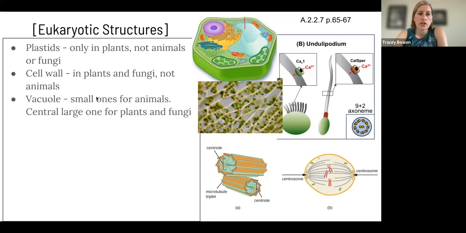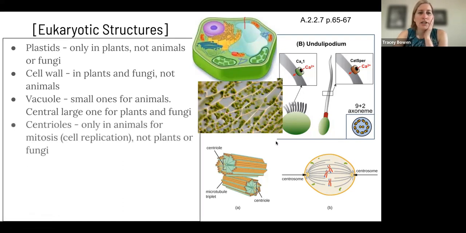Vacuoles are small for animals, but plants and fungi have one centralized large one, which stores water for the plant because the plant can't just walk over and get some water from a lake. Centrioles are these protein tubular structures. These are only in animals, and they're used for cell replication through mitosis. They're not for plants or fungi.